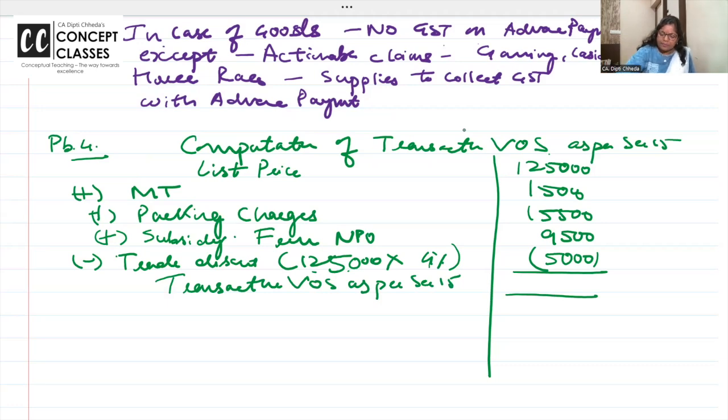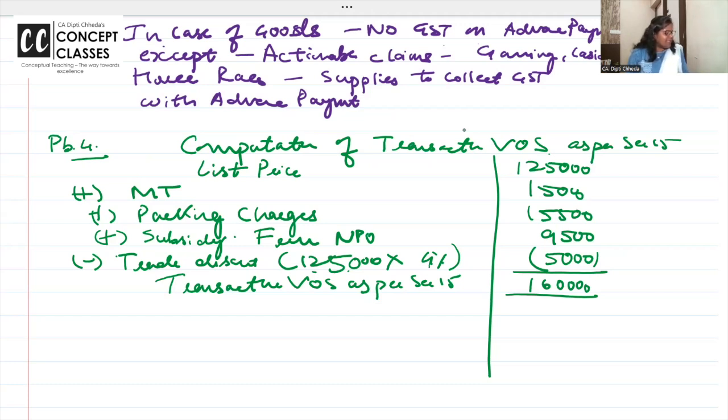Let's see how much it comes to. 1,25,000 plus 15,000 plus 15,500 plus 9,500 minus 5,000. That's coming to 1,60,000. And if they say that this already includes 18% tax, then it is 118, so how much is the 18? That way we will calculate.